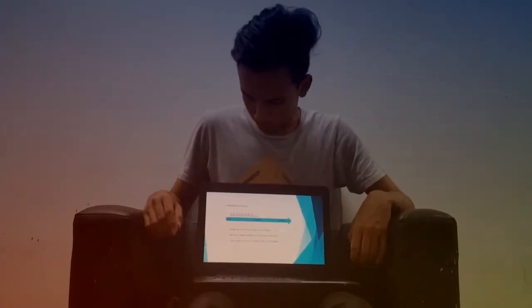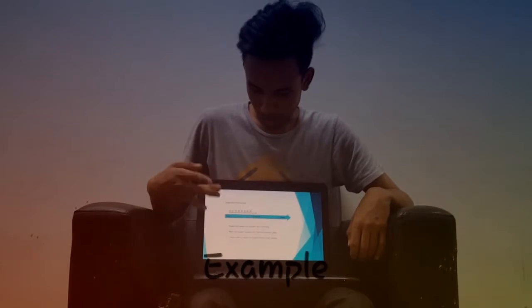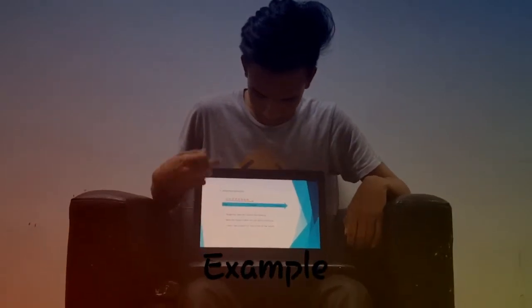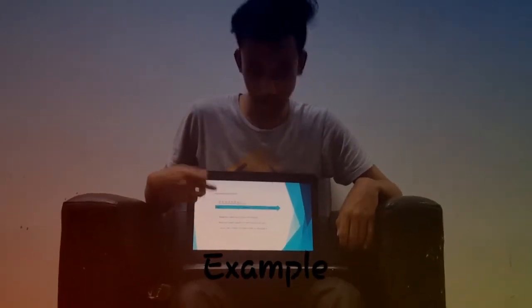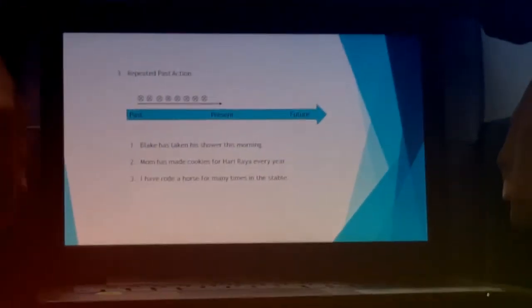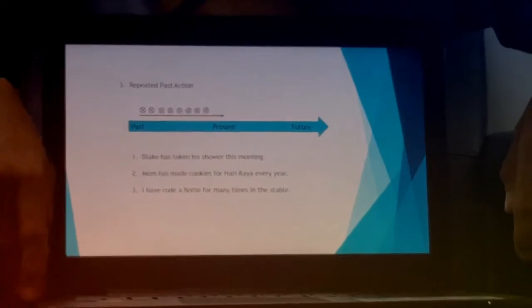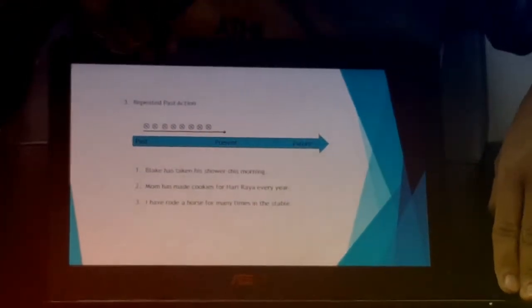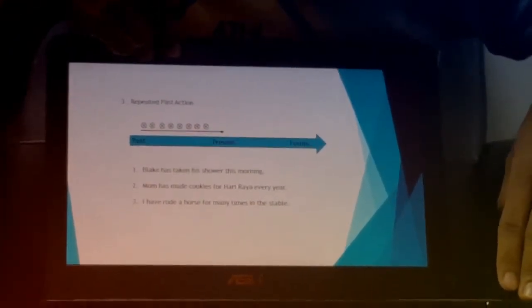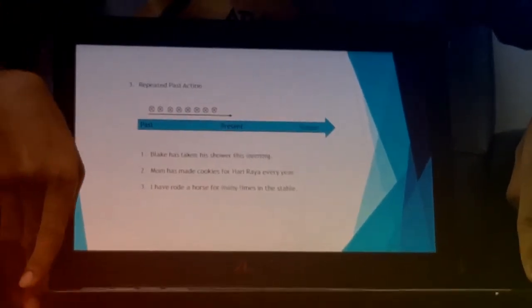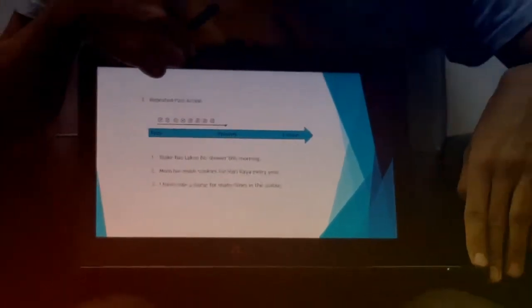But it depends on the repeated past action. For examples, Blake has taken his shower this morning. The second example is Mom has made cookies for Hari Raya every year. And the third one is I have ridden a horse many times in the temple.